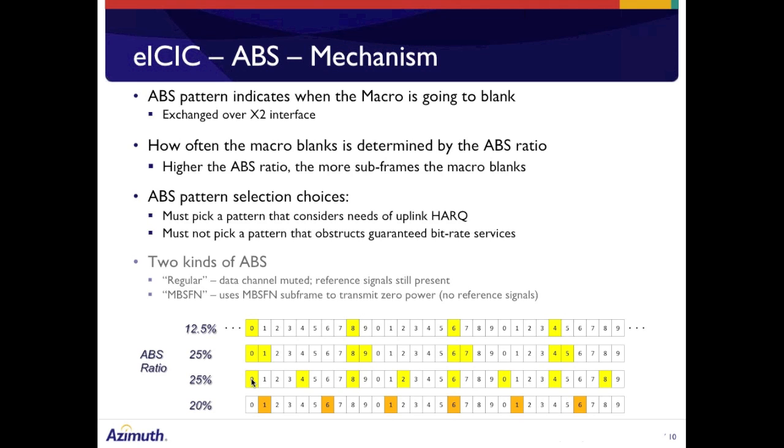And then finally, in the last row, we have a different sort of ABS, and that's my final bullet here. The so-called regular ABS, the data channel is simply muted. For the acronym AWARE, that would be the physical downlink shared channel, the PDSCH. And if you just shut off the PDSCH, that leaves the reference signals and the control area of the subframe still active, so with power being transmitted. So that would be a regular ABS.